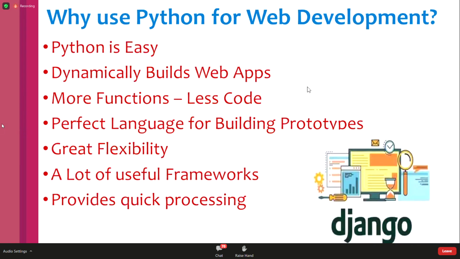Why use Python for web development? Why are we using it? First point, Python is dead easy. 10 lines of Java code is equal to just one line in Python. Dynamically, we can build web applications by using Python because it is a server-side programming language. More functions with less code.